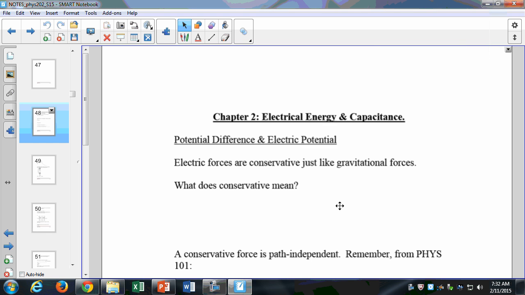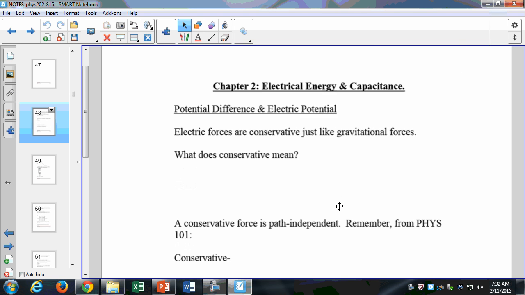Let's see. So, Chapter 2 deals with energy and capacitance. More particularly, we're going to be dealing with potential. But potential is really just a measure of energy. So, you could replace this and just say potential. So, we're dealing with these big ideas.